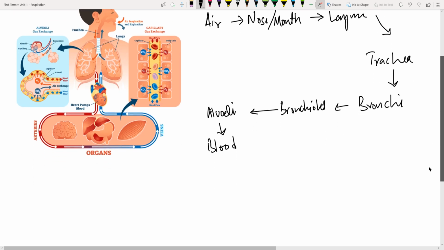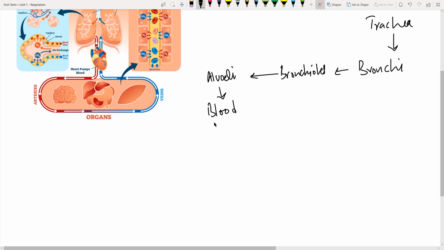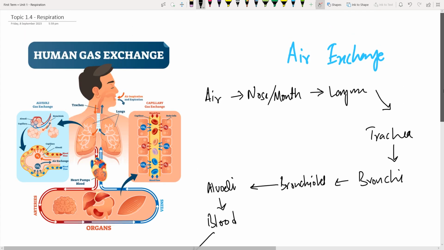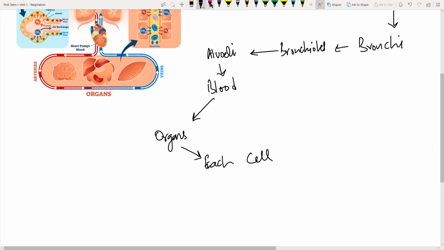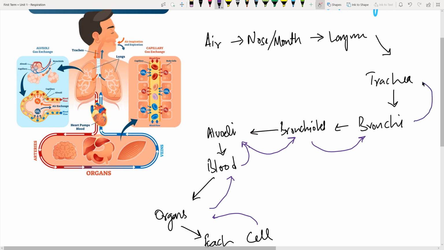Into the RBCs, and then this blood goes into the organs, and from organs it goes into each and every cell. Now this is the gas exchange, all the way, and then it goes all the way back the same way. It goes to the organs, from the organs into the blood, from this to alveoli, then from alveoli into the bronchioles, from the bronchioles back up. So I'm making the same track back all the way.